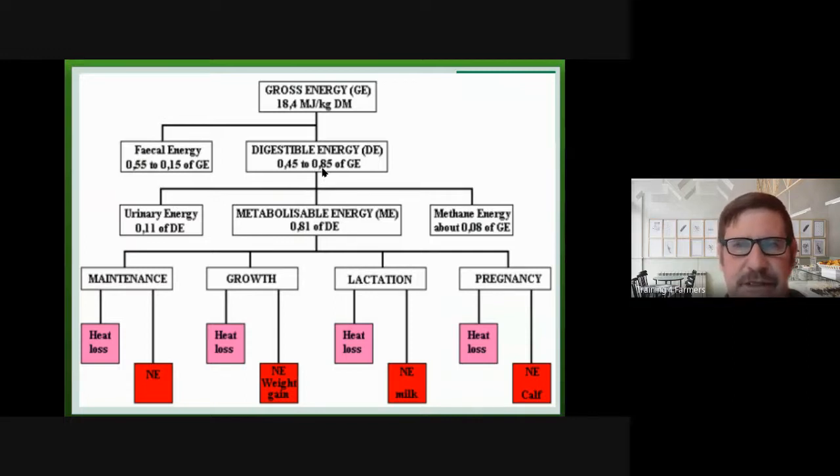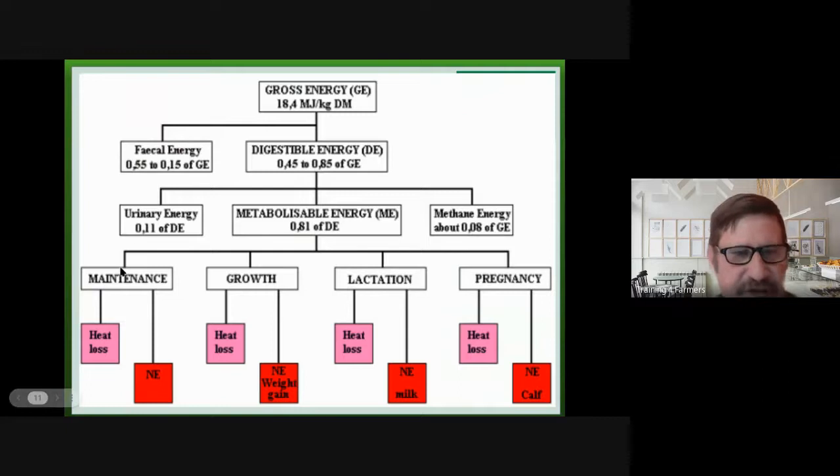Then you subtract the urine energy and the methane energy and so on. Then you're left with metabolizable energy. And then the last one is net energy. Net energy, of course, is used for maintenance, for growth, for lactation, for pregnancy. So that's the energy that's now left in the body to be used for those things.